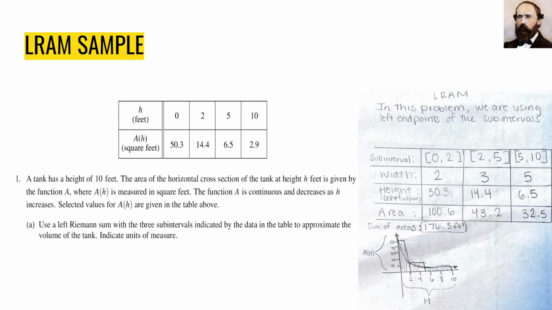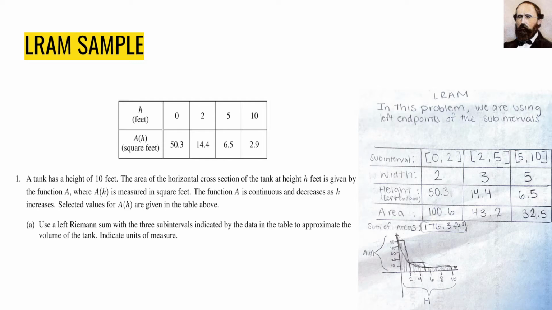So this is just an LRAM sample. The problem says a tank has a height of 10 feet. The area of the horizontal cross-section of the tank at height h feet is given by the function A, where A of h is measured in square feet. The function A is continuous and decreases as h increases. Selected values for A of h are given in the table above. And then the question says, use a left Riemann sum with three subintervals indicated by the data on the table to approximate the volume of the tank and then indicate units of measure.